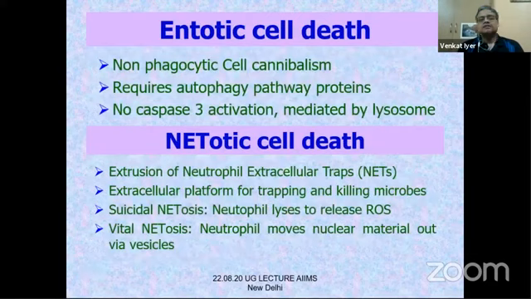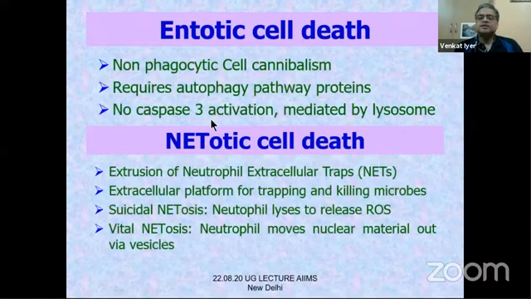There is a cell death called entotic cell death. This is a non-phagocytic cell cannibalism. Neighboring cells eat the other neighboring cell. It requires autophagy pathway proteins, and there is no caspase 3 activation. Instead, it is mediated by release of lysosome or phagolysosome formation. So one cell swallows another and digests it. That is entotic cell death.